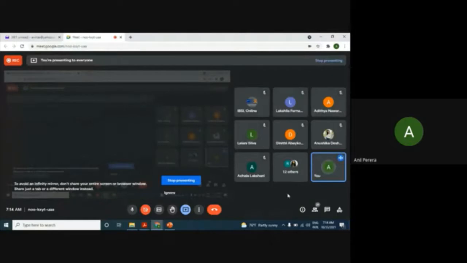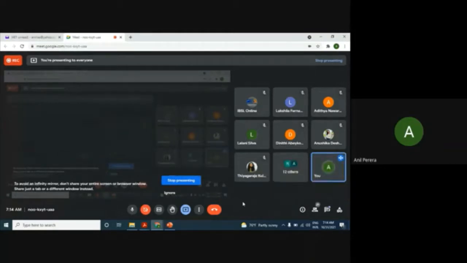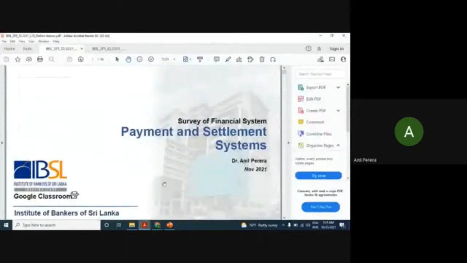What is the answer for the first one? Someone knows the answer. A. Okay. A means QR code. Any other answers? Good morning. Can you repeat the question again? Sure. What are the national level digital payment solutions recently introduced in Sri Lanka for local currency payments? Just Pay. There are four answers. I'll repeat again. Lanka QR, Just Pay, both Just Pay and Lanka QR, none of the above. So answer C, which means Lanka QR code and Just Pay.